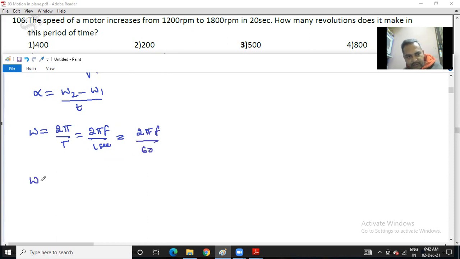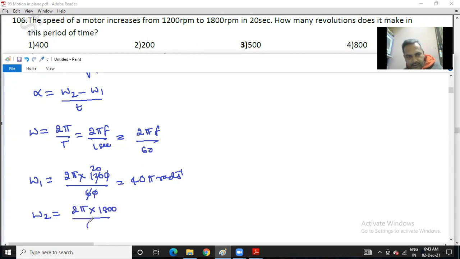Now let us find omega 1. 1200. So it is 2 pi with 1200 by 60. So cancel, this is 20. So it will be 40 pi radian per second. Now let us also find omega 2. So it will be 2 pi into 1800 divided by 60. So it will be 30. So this will be 60 pi radian per second.